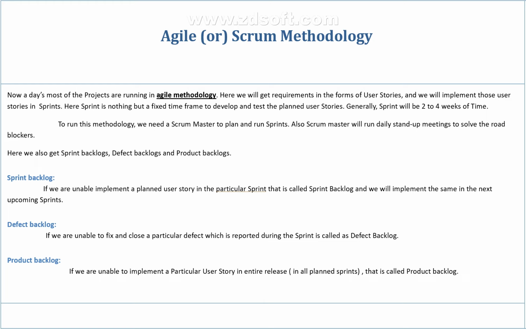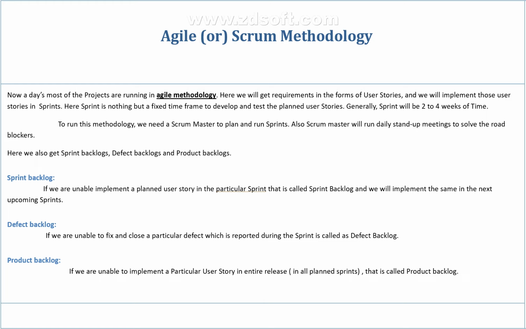If that particular user story is not able to be fixed within sprint 1, then it is going to be developed or fixed in the next sprint, which means sprint 2. So if it is missed in sprint 1, that is a sprint backlog. If we are unable to implement a planned user story in the particular sprint, that is called sprint backlog, and we will implement the same in the upcoming sprints.